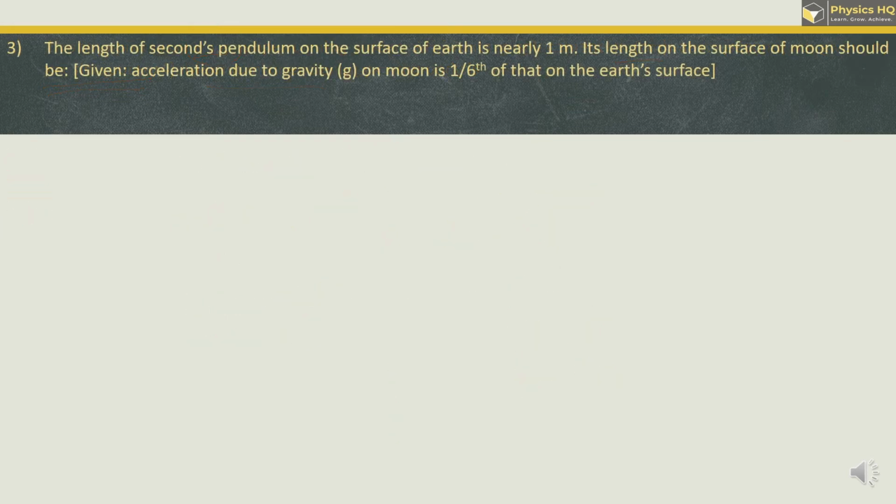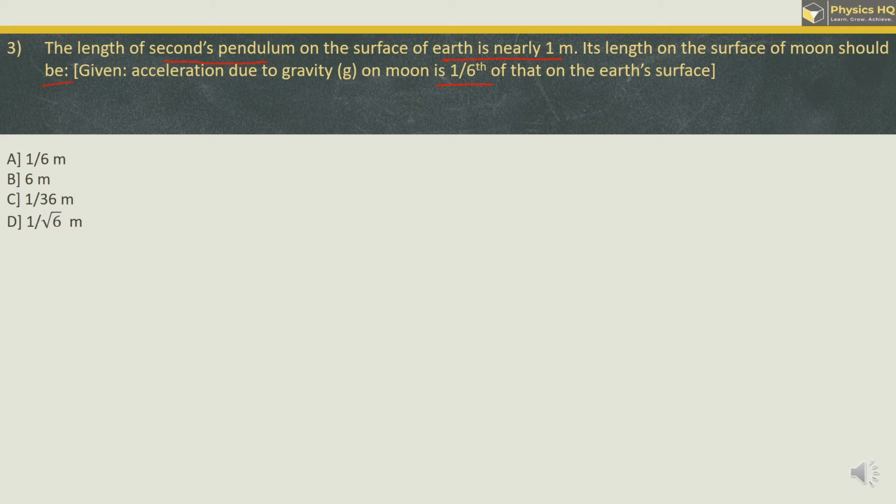The length of a second's pendulum on the surface of Earth is 1 meter. Its length on the surface of Moon should be? We are given that acceleration due to gravity on Moon is 1/6 of that on the Earth's surface. And these are the options.